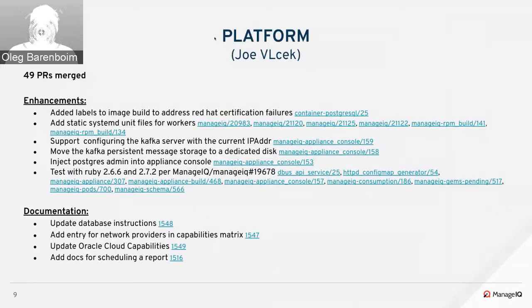Thanks, Adam. Looks good. So this sprint in the platform space, there were 49 PRs merged. Starting with enhancements, Greg T contributed another PR to address some of the Red Hat certificate failures by adding labels to the images. And Adam contributed multiple pull requests to now install static systemd files as part of the RPM build instead of doing it every time the MIQ server boots. I wrapped up the work needed to configure the Kafka from the appliance console. Thanks to Brandon for a lot of help with that.